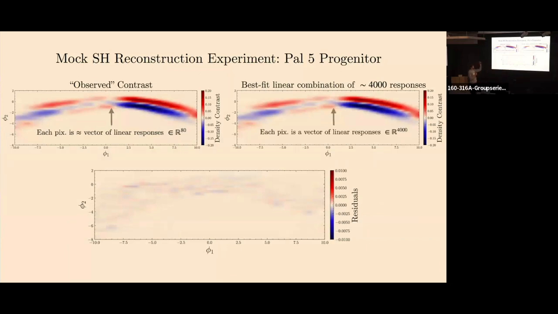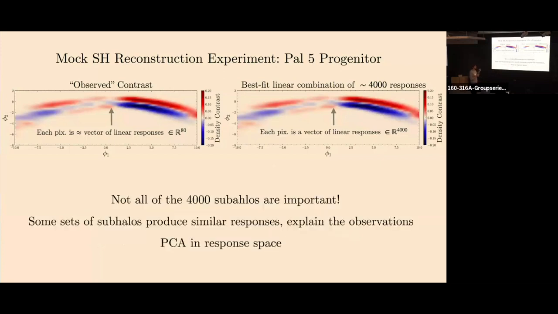Right, so here comes the last part, which is how do we actually do inference with that? Because this picture doesn't tell you what the subhalo distribution is. There's 4,000 subhalos that go into that. The true number of subhalos is only 80. But you can do some PCA type analysis, and you'll find that not all of the 4,000 subhalos are important. Some of them matter more.